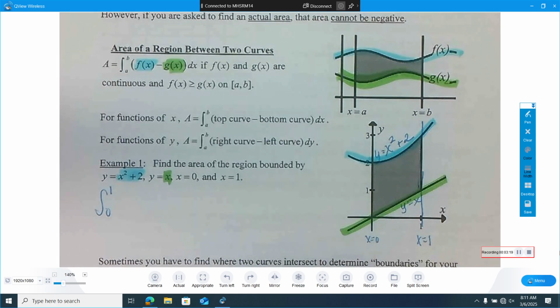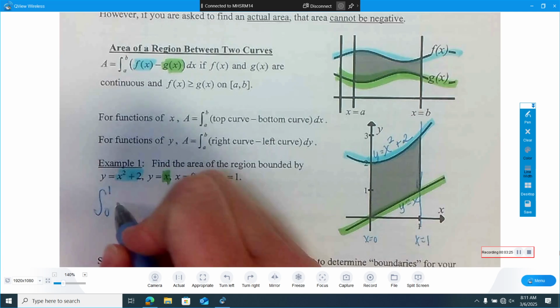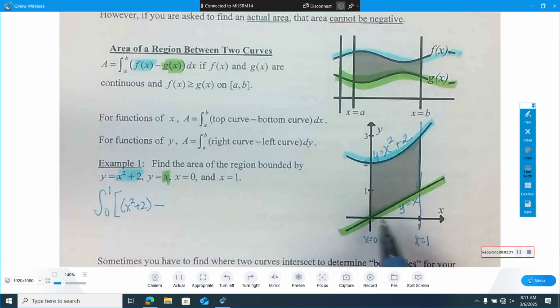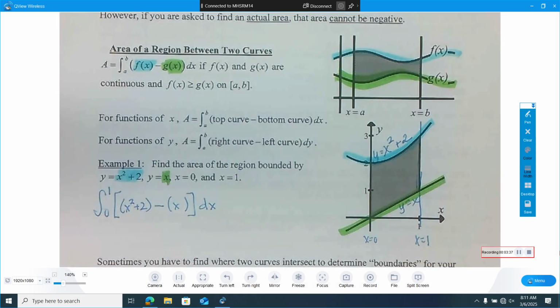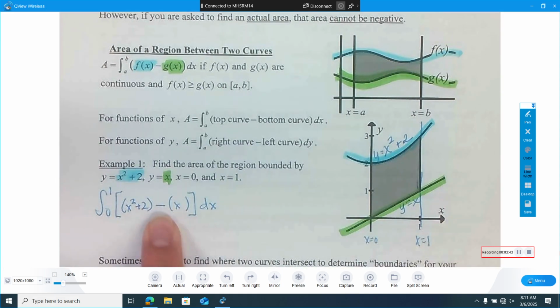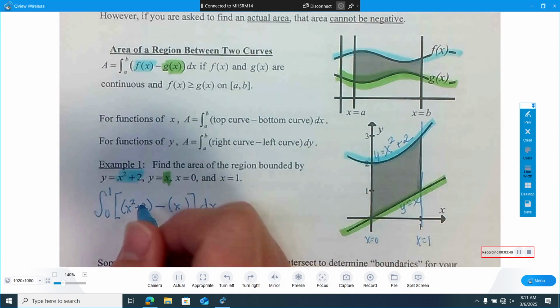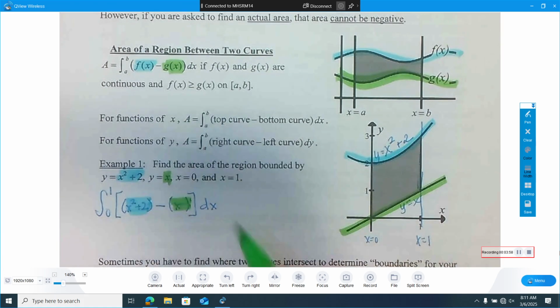And we want to do top curve minus bottom curve. So I'm going to use brackets: x squared plus 2 minus the green bottom curve, minus x. I'm putting this in parentheses since we are subtracting, you do have to be very careful. Subtracting y equals x is very easy, but if that was a more complicated function, you have to make sure you're subtracting everything. Thus, the parentheses. If you use parentheses, you'll always get it right.